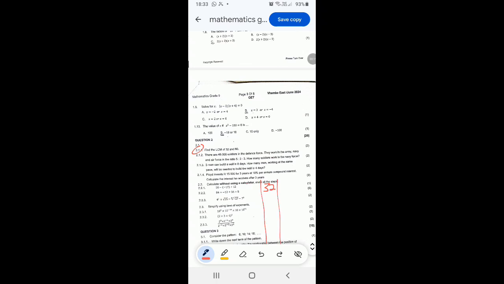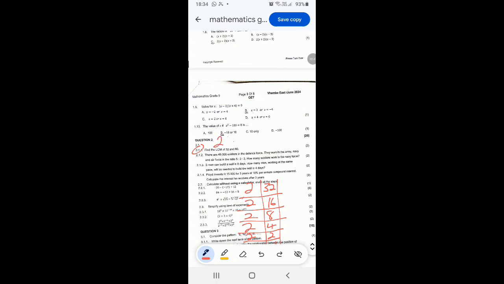32. Can 32 be divided by 2? Yes, it can. Then we get 16. What about 16? Can we divide it by 2? Yes, we get 8. We get 4. 4 divided by 2, we get 2. 2 can be divided by 2, yes. 2 divided by 2, we get 1. 1 can only be divided by 1, so we stop there.